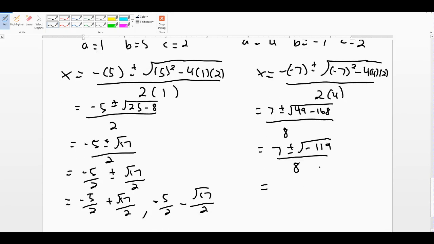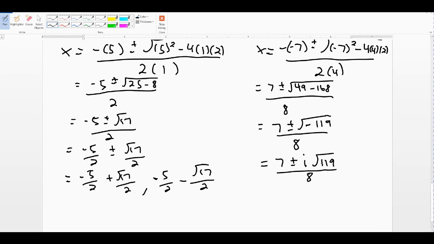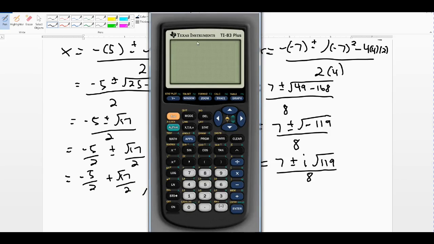Now the last thing is we have a minus sign underneath, and we don't want a minus sign underneath. So that minus sign is going to come out as imaginary. You can get imaginary numbers in your answer, so be aware of that. 119, I don't think it breaks down, so we'll just do some checking. 49 minus 168, never hurts to check.